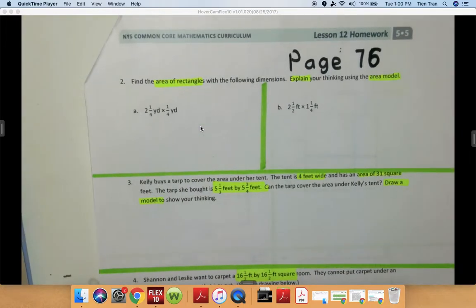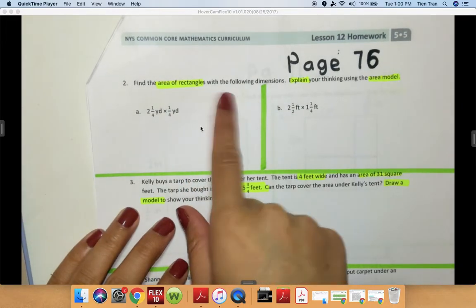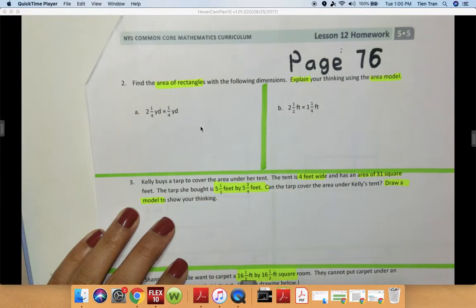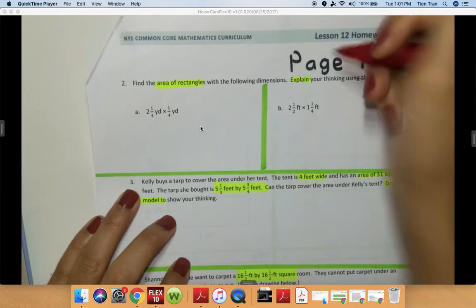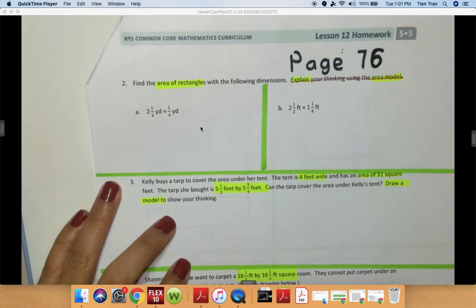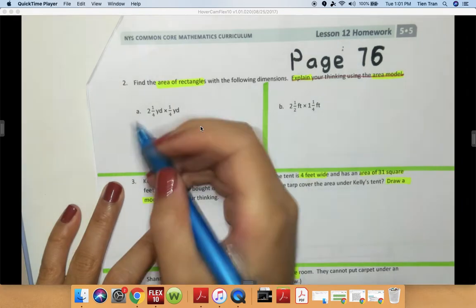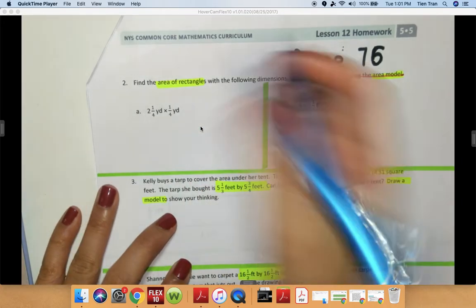Page 76 asks you to find the area of rectangles with the following dimensions. Explain your thinking using the area model. I don't need you to use the area model, so we can skip this part. I just want you guys to make sure you understand how to multiply fractions together.